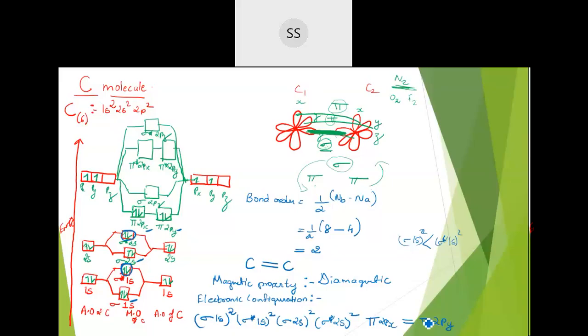Then you put how many electrons they have. This pi 2px has 2 electrons, and this pi 2py again has 2 electrons. So this will be the order. After that we don't have any electrons being filled in the orbitals, so that will not be counted for the electronic configuration. You can copy this down.